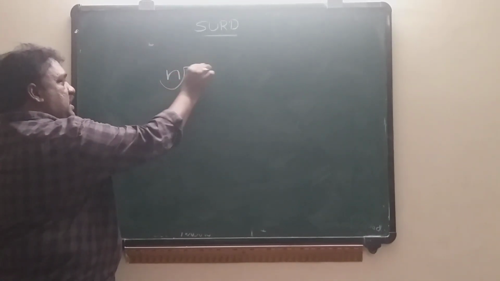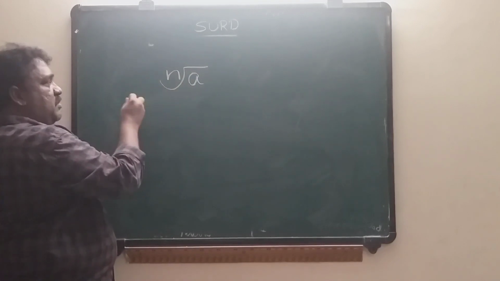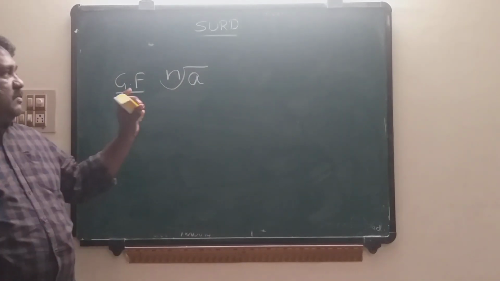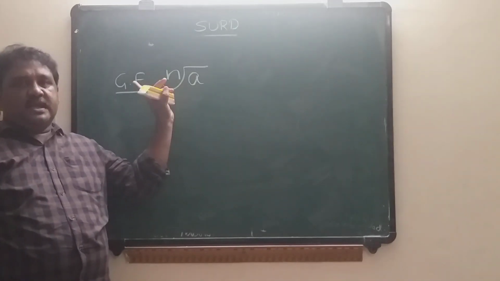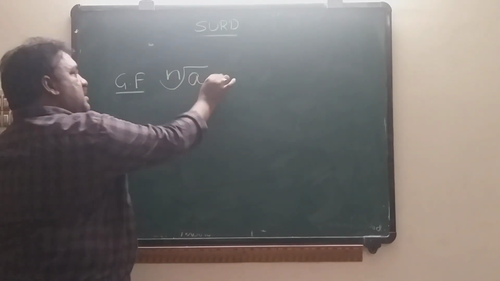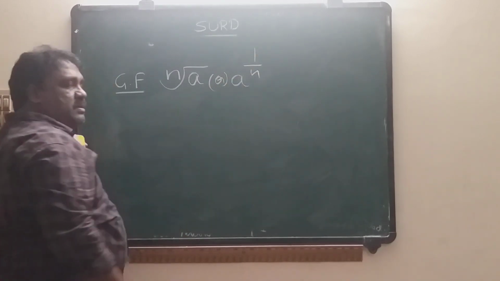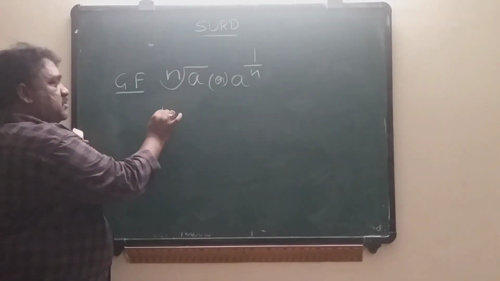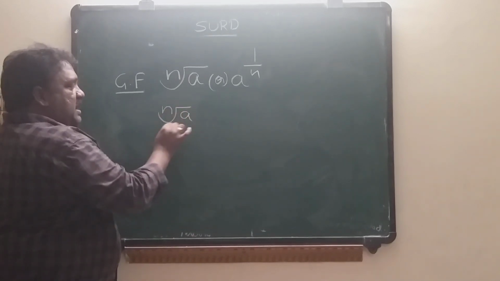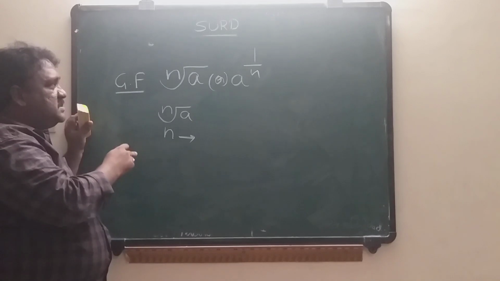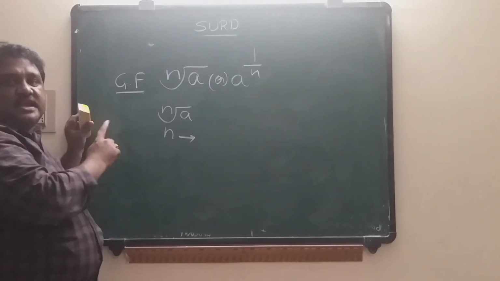What is nth root A? Surd. The general form of surd is nth root A. So what is the general form of surd? Nth root A. Or nth root A can be written as A power 1 by n. Here in nth root A, what is n? What is A? What is nth root?